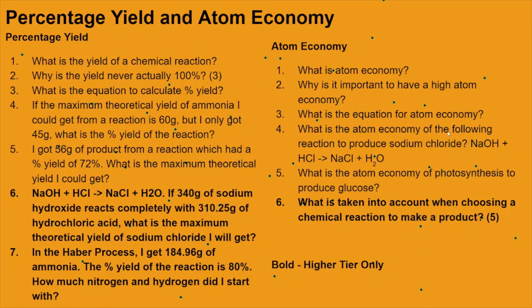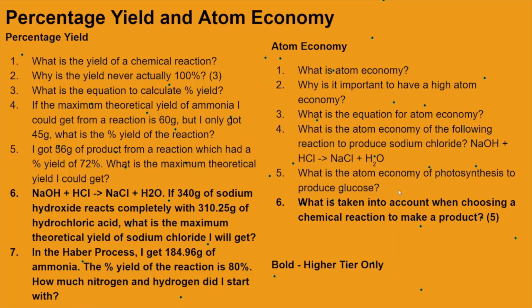What is the atom economy of the following reaction to produce sodium chloride? So sodium chloride, we are told, is our useful product. So the relative formula mass of our desired product is 58.5 divided by the total relative formula mass of all our reactants, which comes out to be 76.5. So 58.5 divided by 76.5 comes out as 76.47058%. So 76.5%, you could put it as rounded.